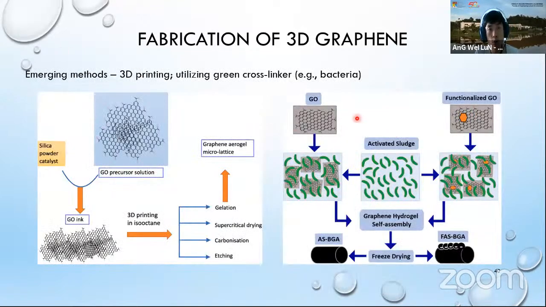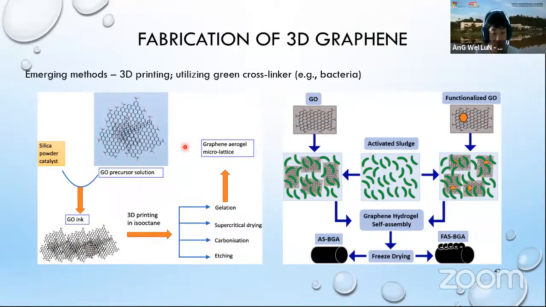And there are two more emerging methods to produce 3D graphene materials. One is 3D printing. Another one is using bacteria as the cross-linker. But of course, there are challenges for these two approaches.